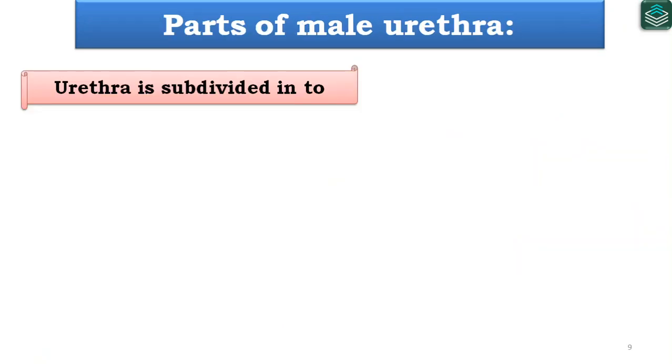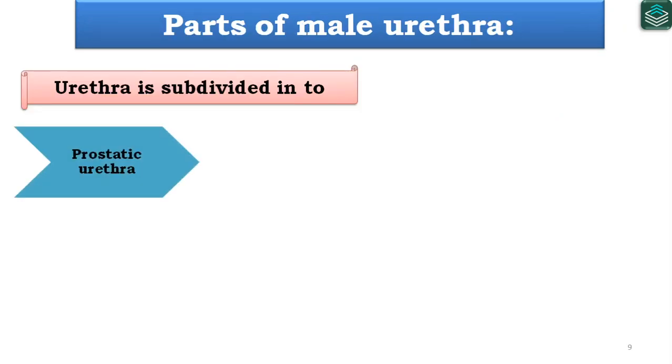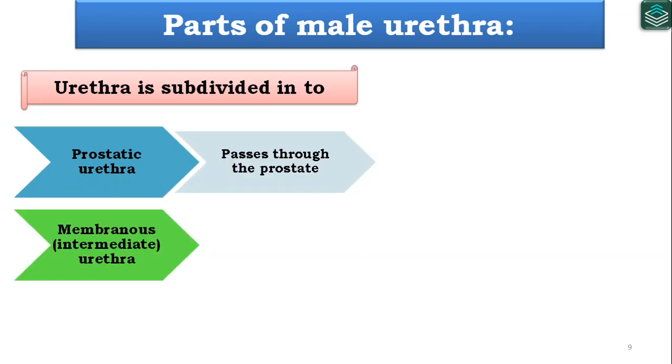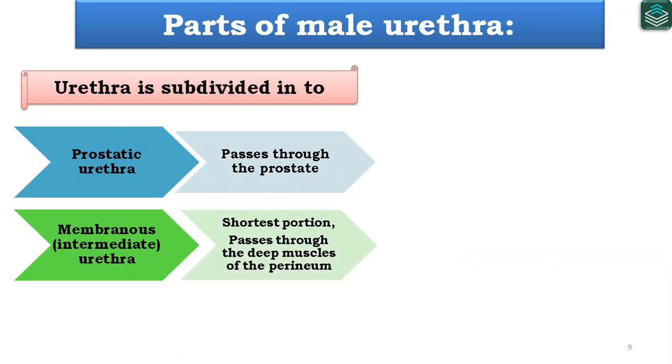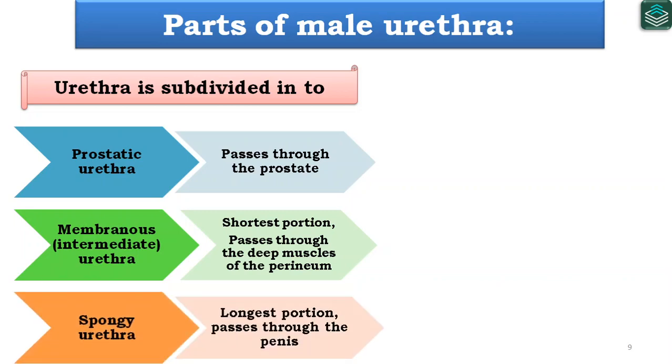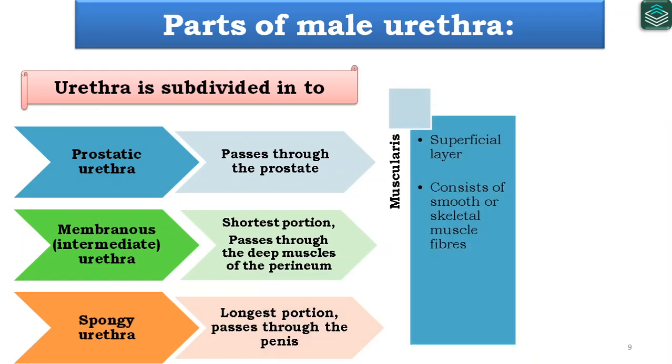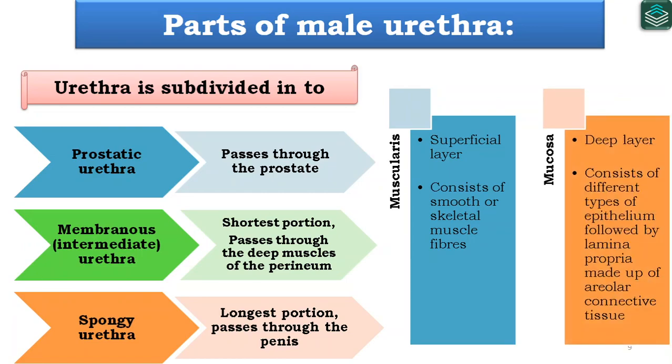Whereas in males, the urethra is subdivided into three regions: prostatic urethra, which passes through the prostate gland; membranous urethra, which is also called intermediate urethra, the shortest portion, which passes through the deep muscles of the perineum; and third, spongy urethra, the longest portion, which passes through the penis. Male urethra also has two layers: outer muscularis, which consists of smooth and skeletal muscle fibers, whereas inner mucosa consists of different types of epithelium, followed by lamina propria. This lamina propria is made up of areolar connective tissue.